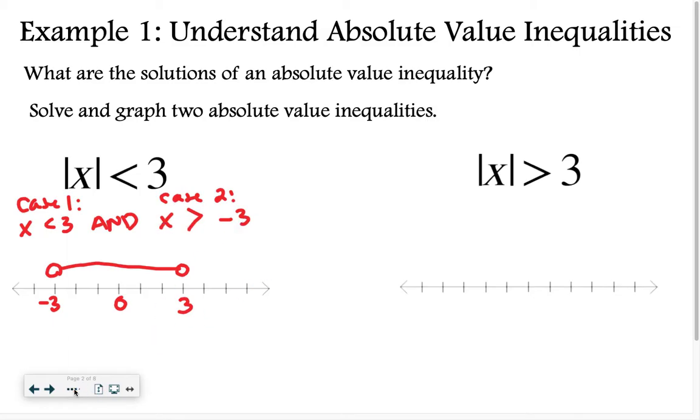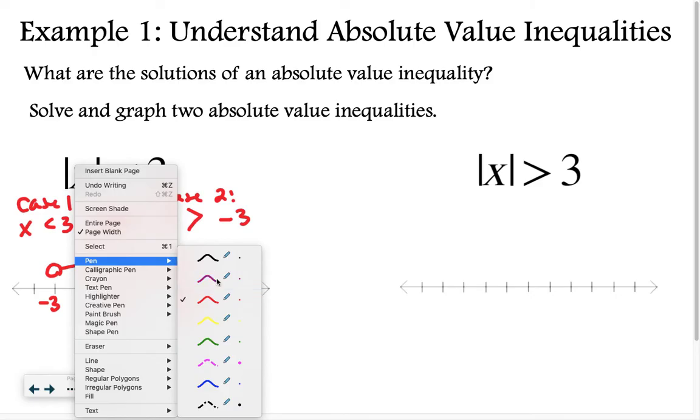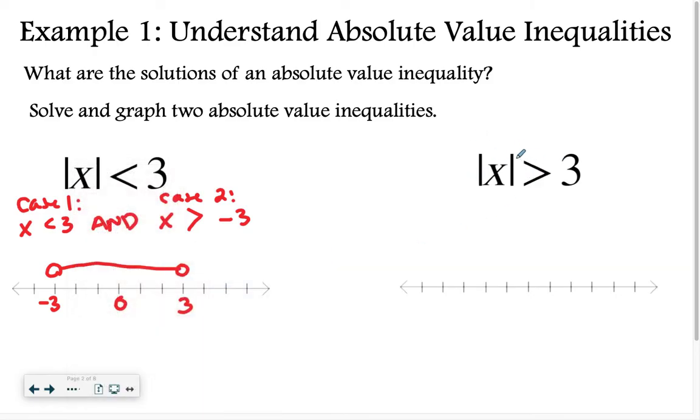Okay, let's look at the other one over on the right. We have absolute value of x is greater than 3. So our case 1, we leave it just like it is. I say x is greater than 3. Case 2, I am going to say x, flip my sign, so I flip it to less than, and I make that a -3. So again, I'm going to say -3, -2, -1, 0, 1, 2, 3.